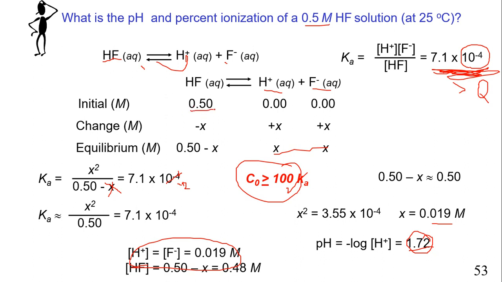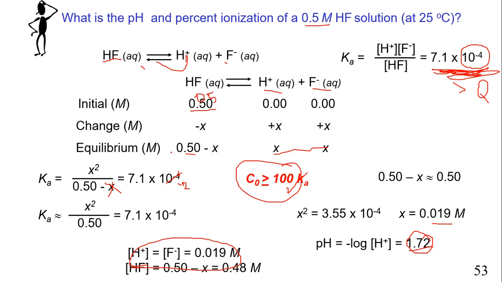Except here, the initial concentration would be 0.05, okay? That's the only difference. But you still do the same thing.